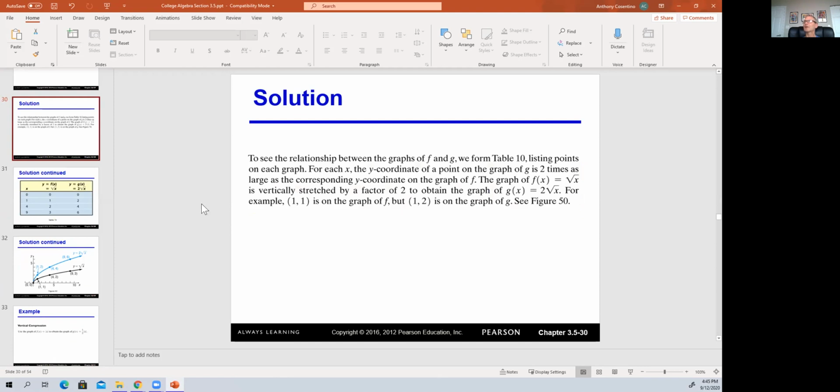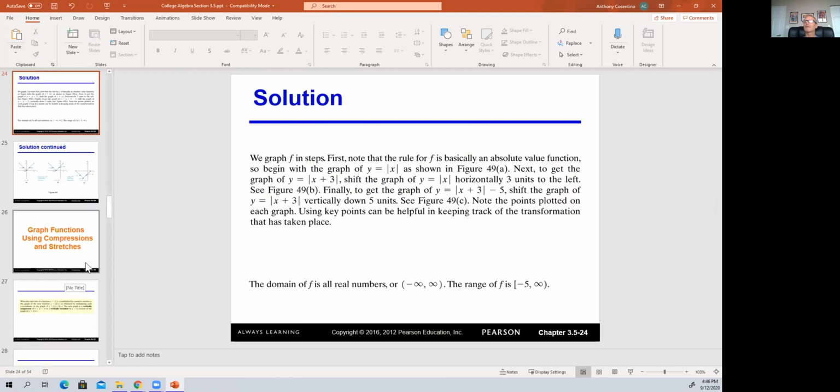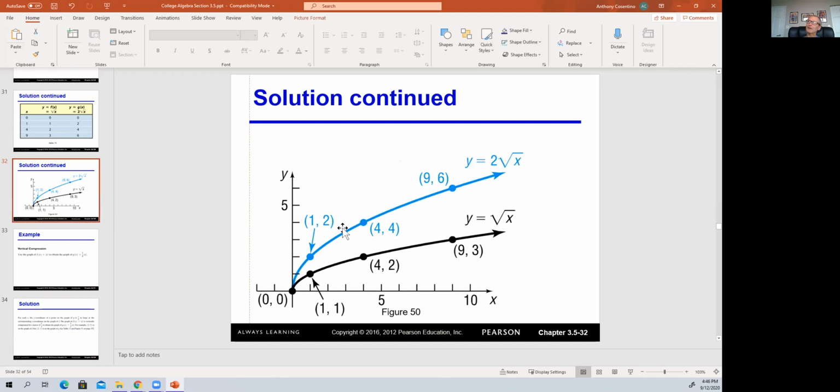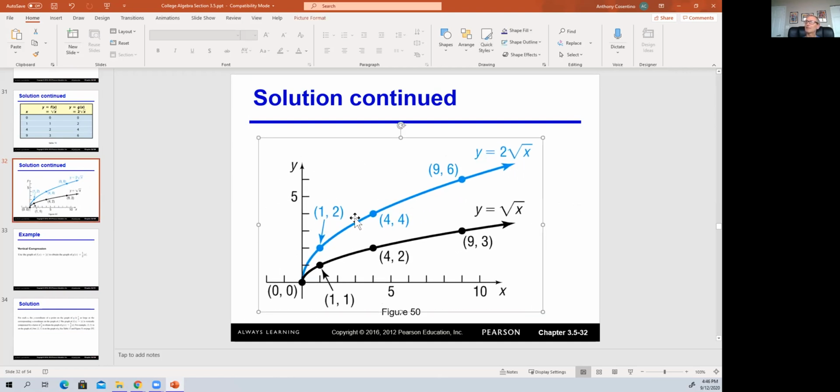So if we take a look at our square root function again, and take the square root and multiply it by 2, basically that's going to be a vertical stretch. And you'll see that the black is the original, y equals square root of x. And you can see that the blue over here is the stretch. You're stretching it and everything is kind of doubled, right? So it's going to be bigger in that aspect of it.